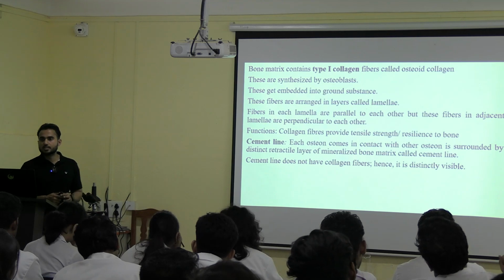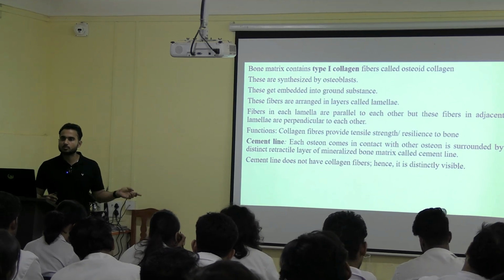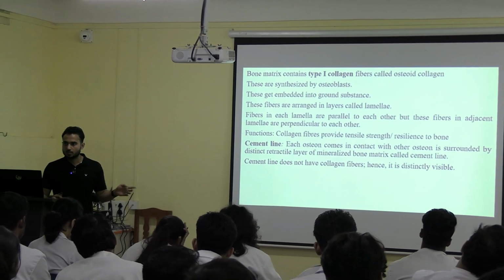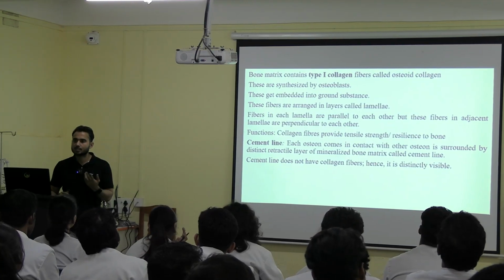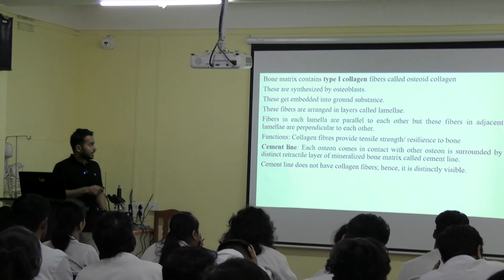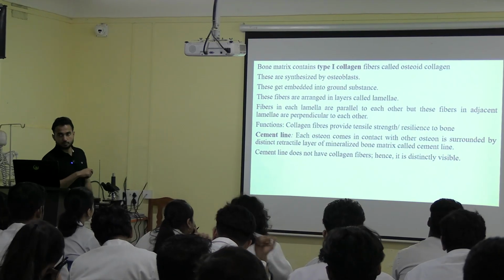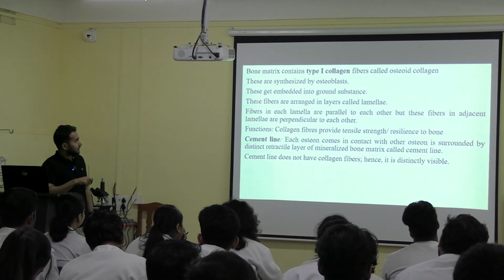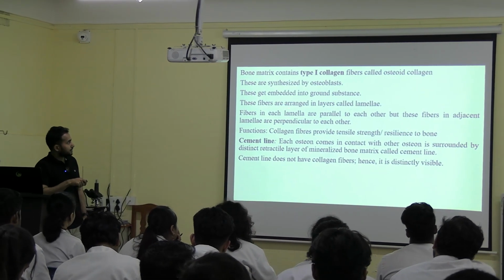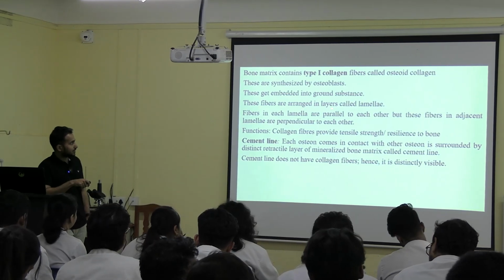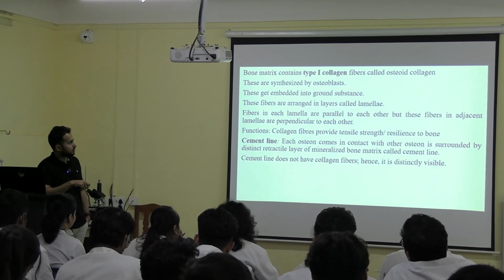Now the matrix which is there, first we have seen the cells, right? Now after that the matrix which is there, the ground substance which is there, what will it contain? As you can see, type 1 collagen fibers are there and they are synthesized by osteoblasts. Now they are embedded into the ground substance, the fibers arranged in layers, and these are called lamellae, which already we have discussed.